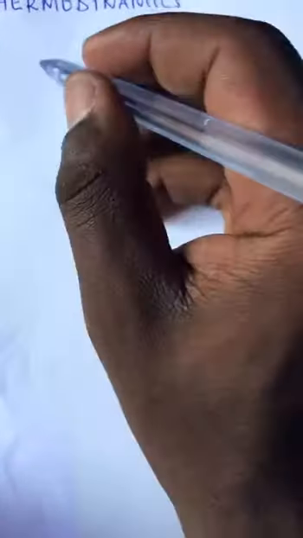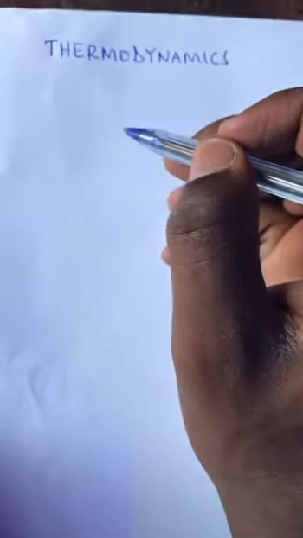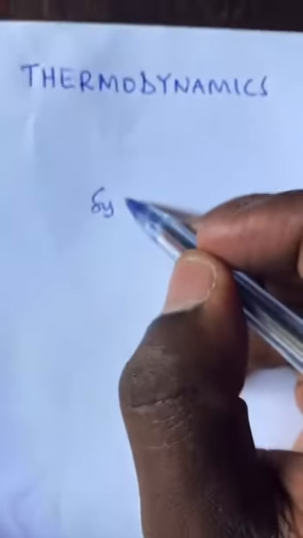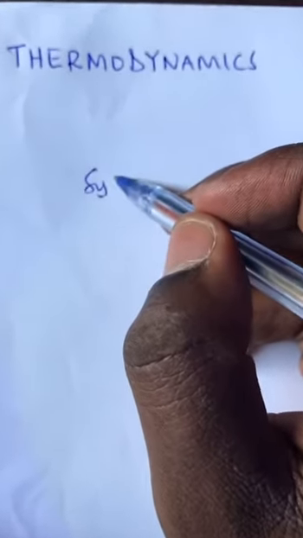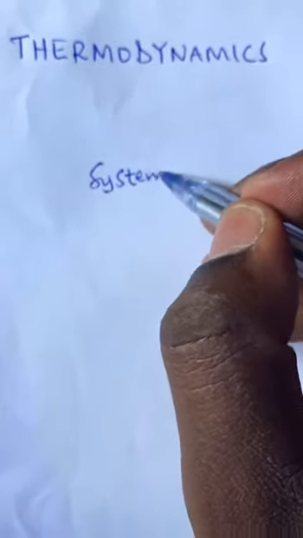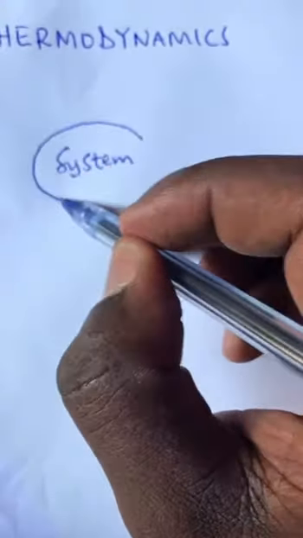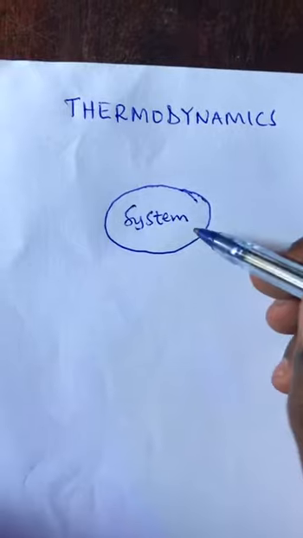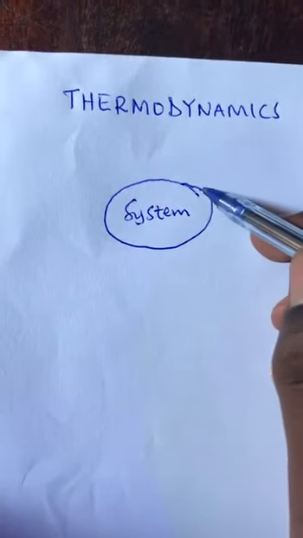We have what we call a thermodynamic system. A thermodynamic system is mainly composed of two parts. So for example, we can have a thermodynamic system. This being our thermodynamic system. Now, this is what we call a thermodynamic system. This is a system.